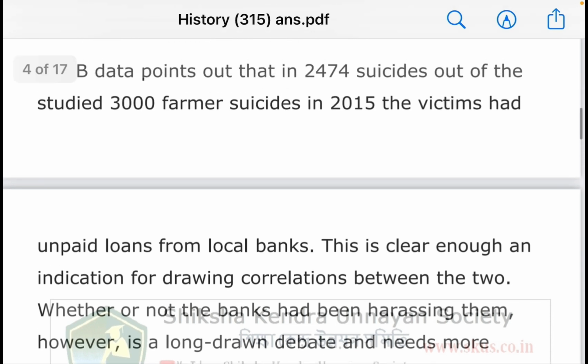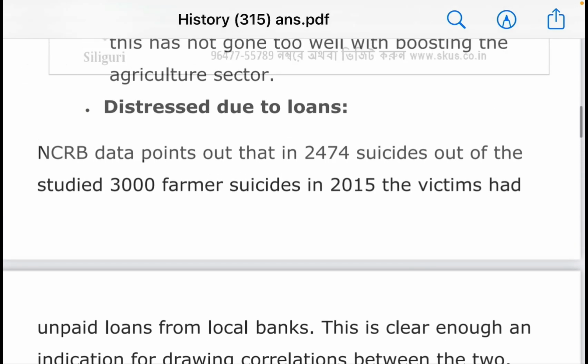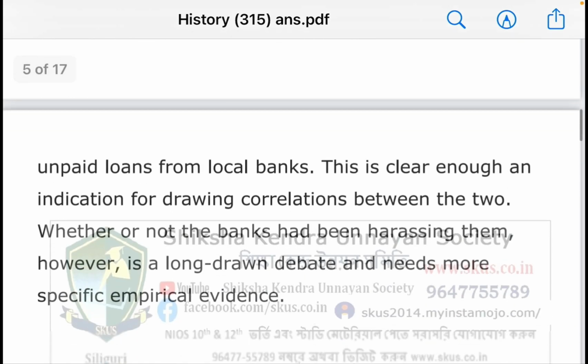evidences. One of the reasons is also that because of the loan, farmers take a loan from the bank before planting anything on the farm, and when they cannot repay the loan, they choose a way to suicide.